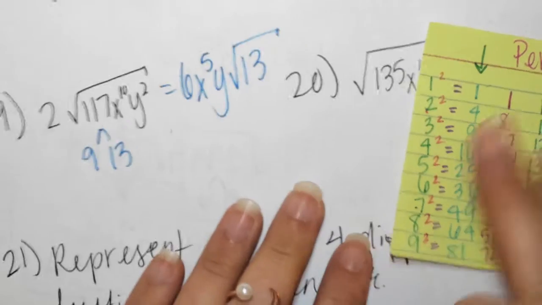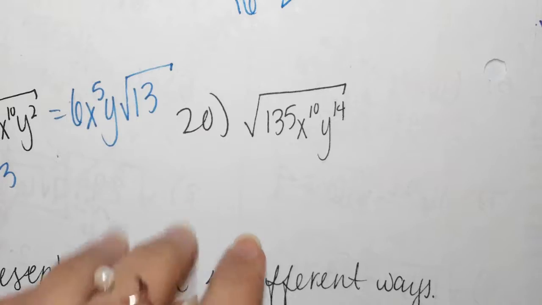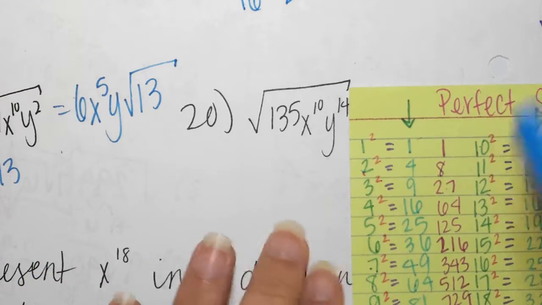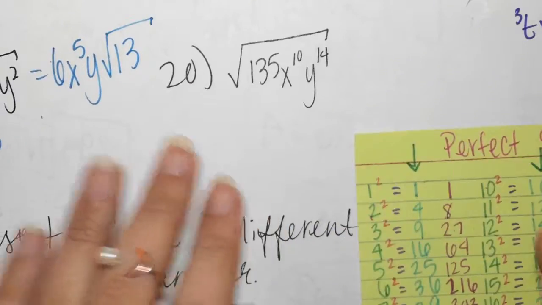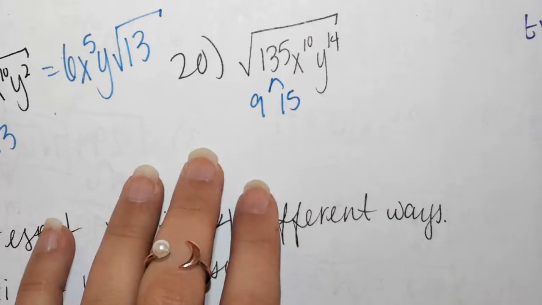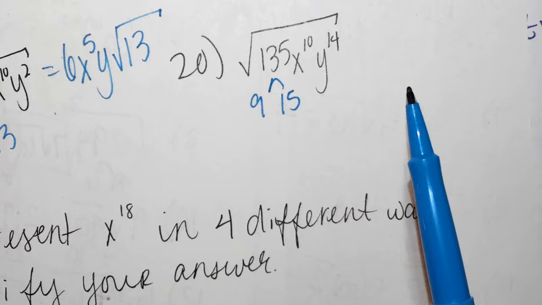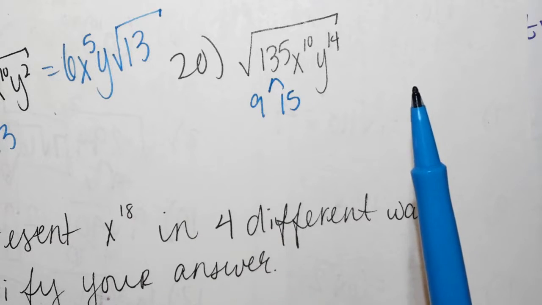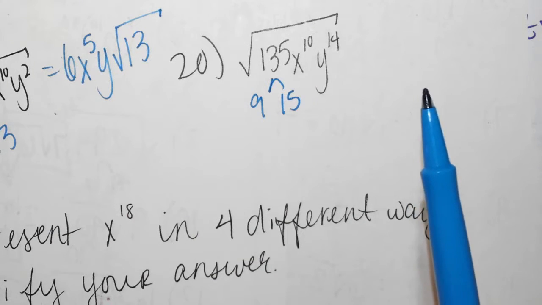Alright, 20, the last one before our justification. What is the biggest perfect square that goes into 135? 9. 9 times what? 15. Take a point if you said 9 and 15. No, let me write it down. Remember, you can't go over 5. Yes. You got 6.